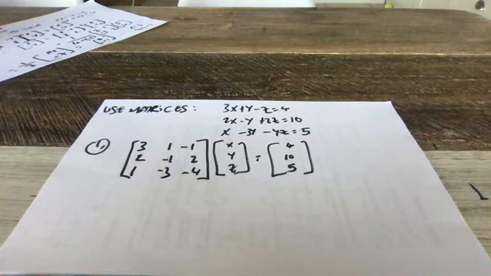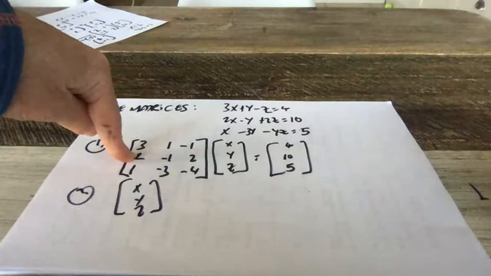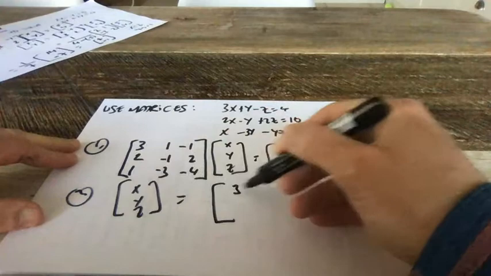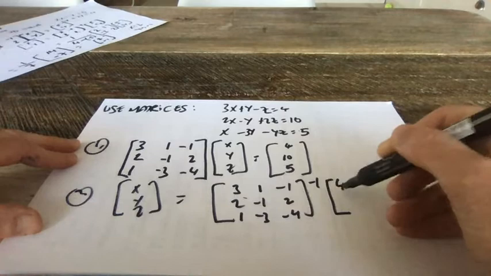So therefore, to get X, Y, and Z, you multiply both sides by the inverse. And when you multiply the left-hand side by the inverse of this matrix, you just get I, and I by the column just gives you the column. So what you have to get here then is 3, 1, minus 1, 2, minus 1, 2, and 1, minus 3, minus 4, inverse, times 4, 10, 5.